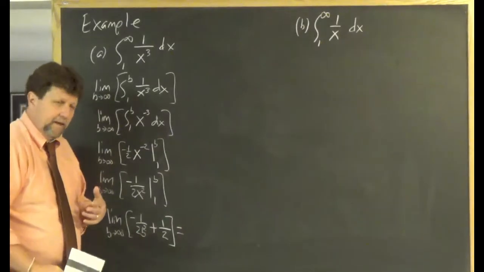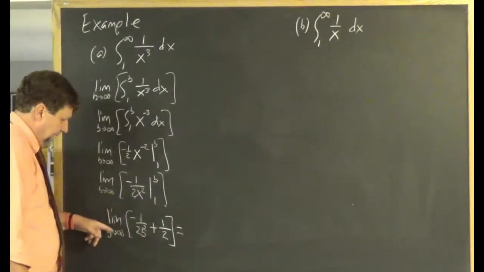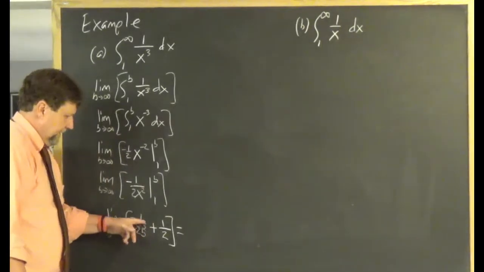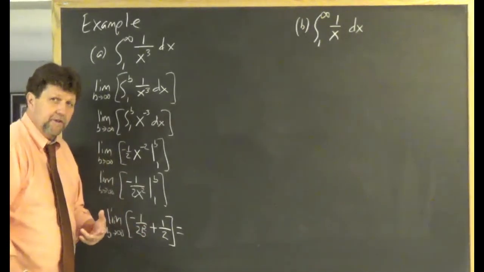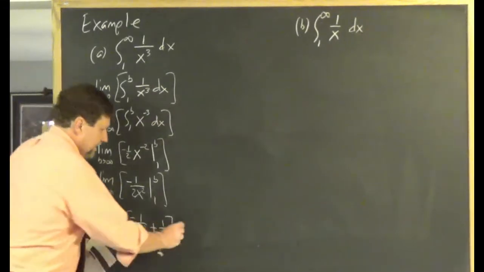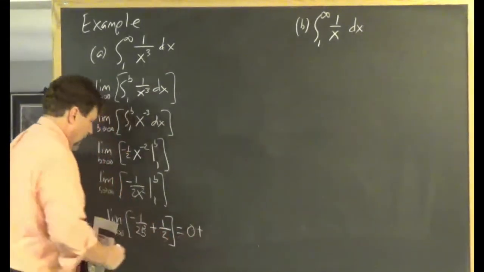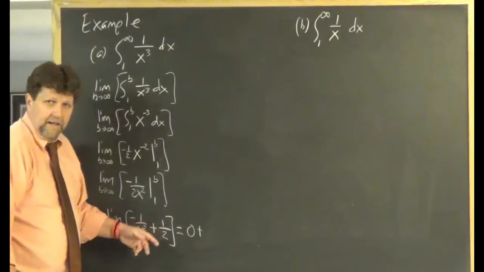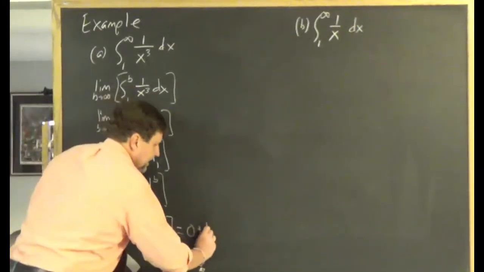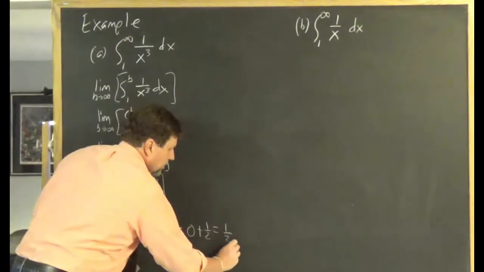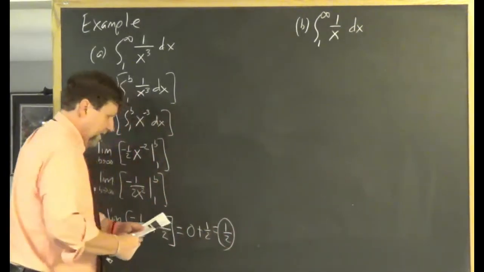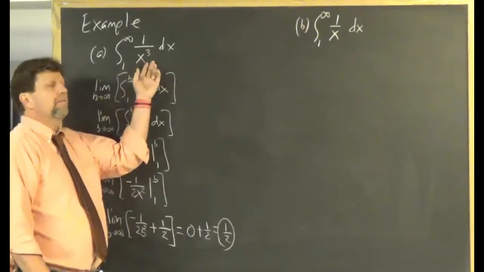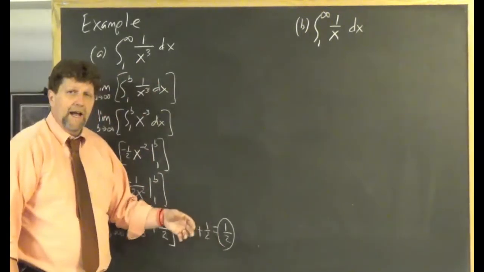Now it's time to find the limit. Limit as b goes to infinity, negative 1 over 2b squared. Well, that denominator is getting incredibly large, so the limit is 0. The limit as b goes to infinity of 1/2, it's a constant. The limit of a constant is that constant. So the limit is 1/2. And remember, the value of this improper integral is 1/2.